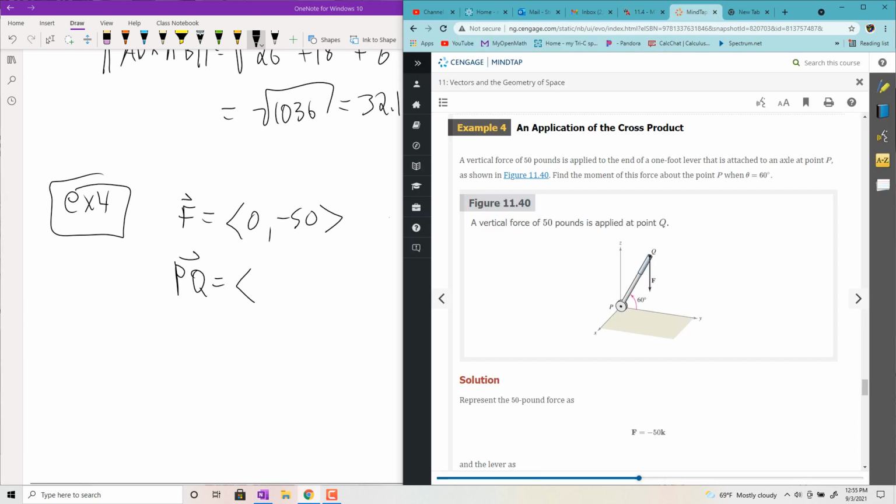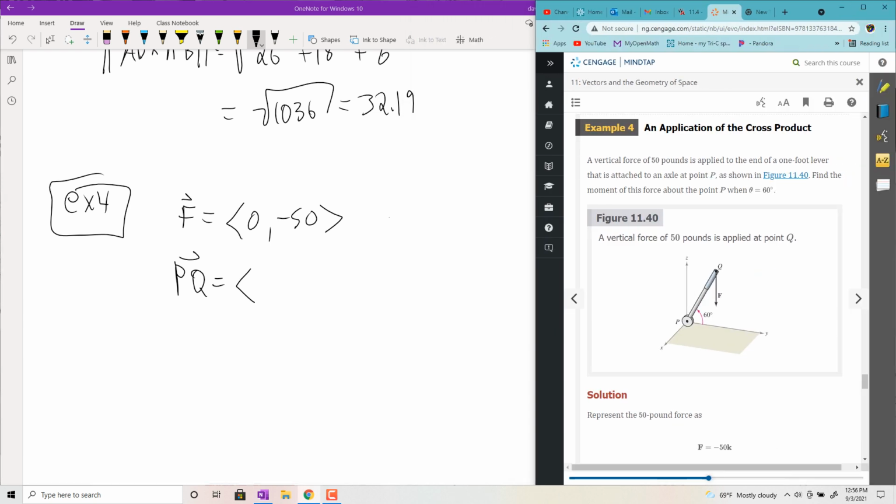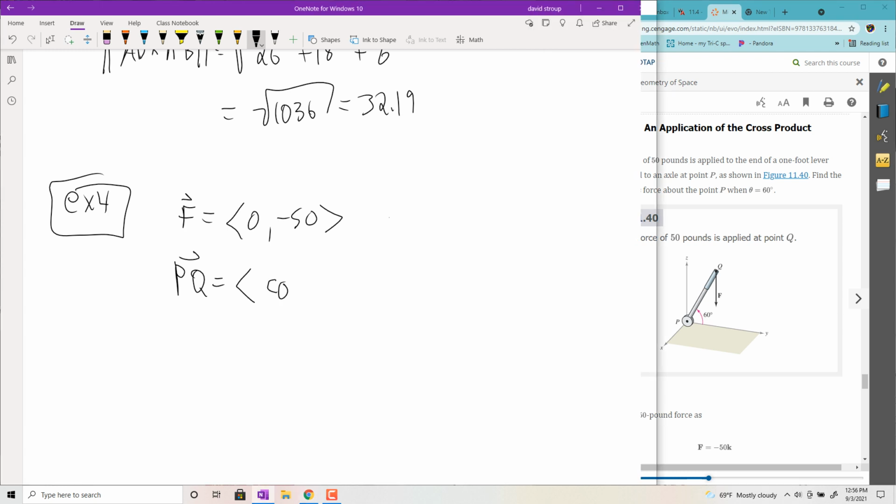So the lever vector has a magnitude of 1 and an angle of 60 degrees, so cosine 60, sine 60. Of course we can figure that out without a calculator: cosine of 60 is 1/2, sine of 60 is √3/2. Technically there's not a third component, so we could just assume it's 0. Maybe I should have written 0, 0, -50, to be accurate with the picture.